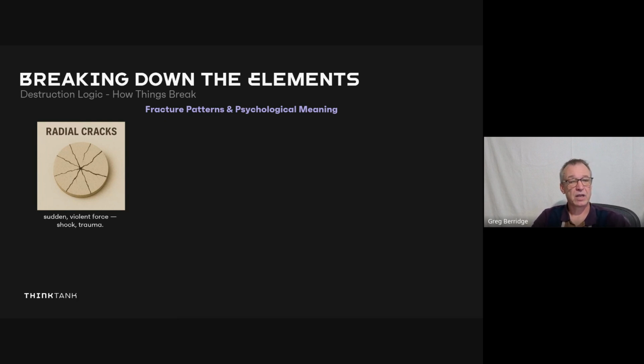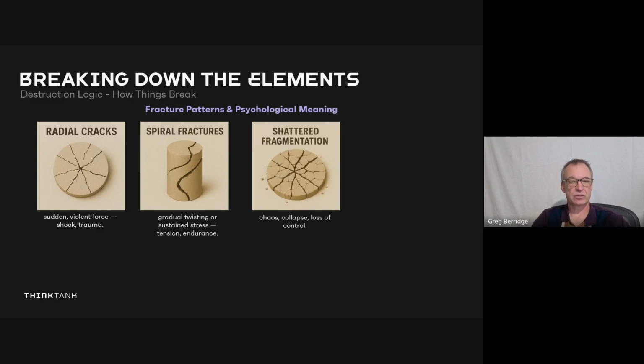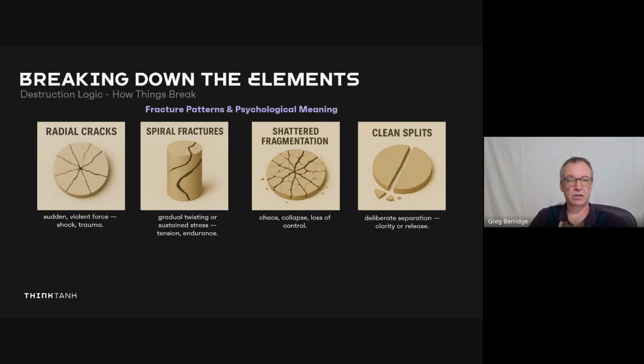But radial cracks can represent sudden violent forces, shock, trauma, spiral fractures, stress, tension, endurance, shattered fragmentation, chaos, collapse, loss of control, and then clean splits, right? Clarity of release. So again, I know that a lot of software out there is capable of shattering. I've done this stuff in Houdini, or sorry, in Unreal as well, and it doesn't do a half bad job. Everything does it better than Maya, to be completely honest, because I have done shattering in Unreal and then brought it back into either Houdini or into Maya for the shot that I was working on.